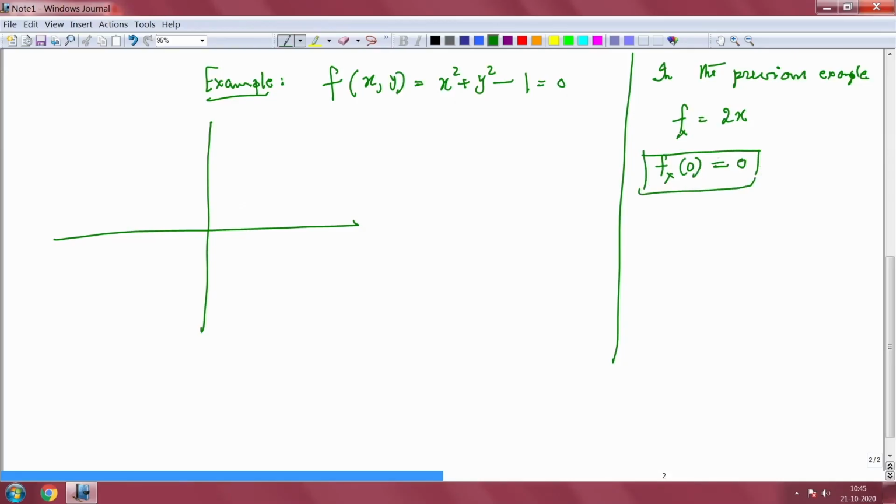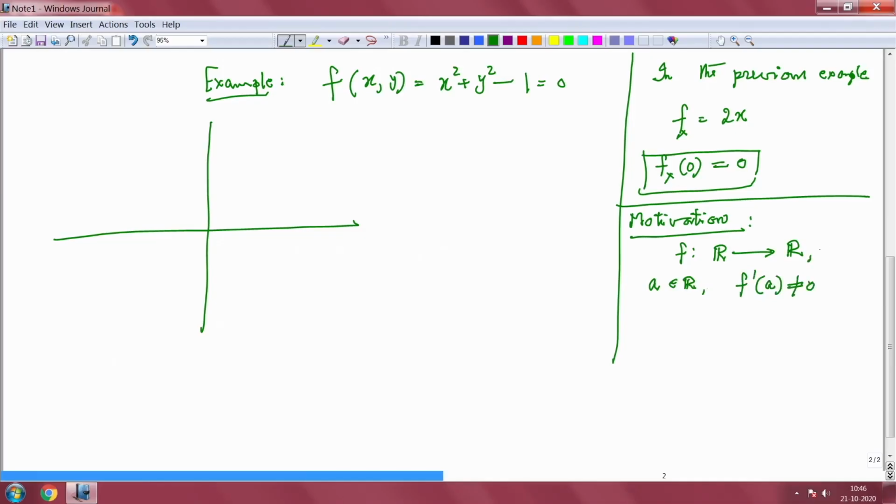I will come back to this one. Before coming to that example, let me give you one more motivation. We will come back to this example. Let me have one more motivation, the kind of example you are familiar with. Suppose f is a mapping from R to R. You have already seen this example. I am recalling it and trying to connect with that, and choose a point A in R such that f prime of A is not equal to 0 and assume f is a C1 map.